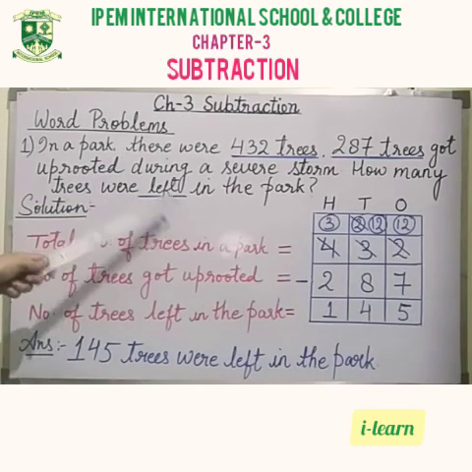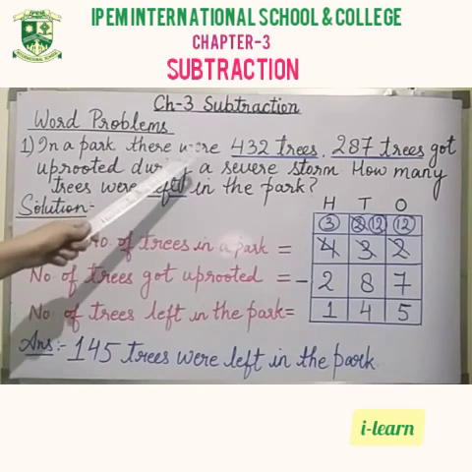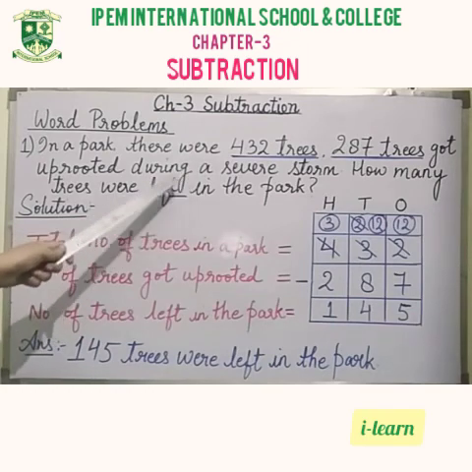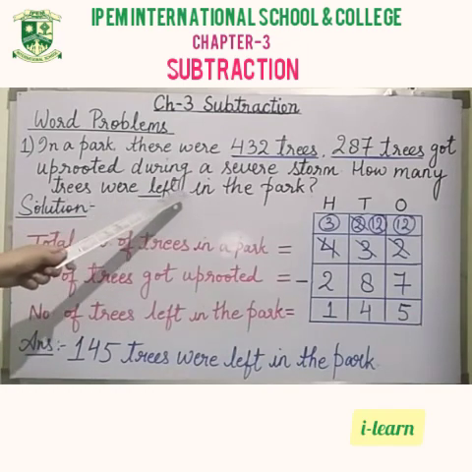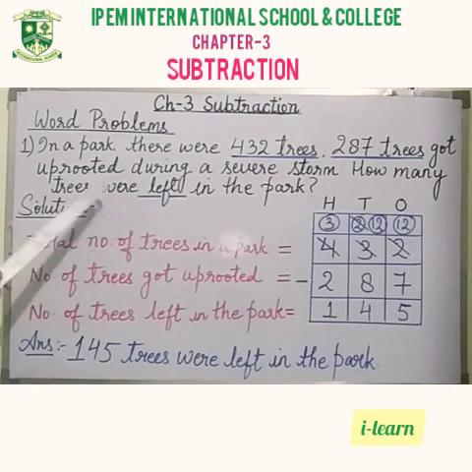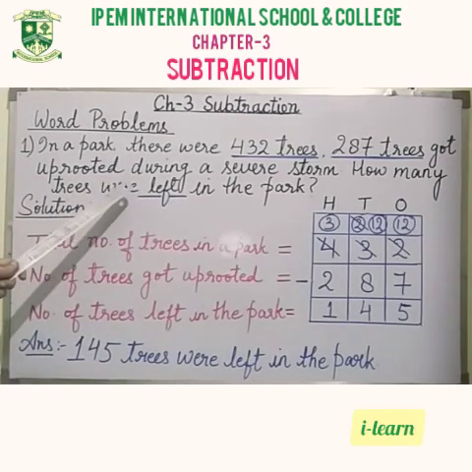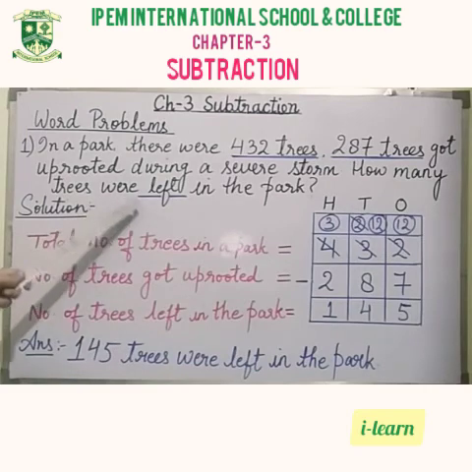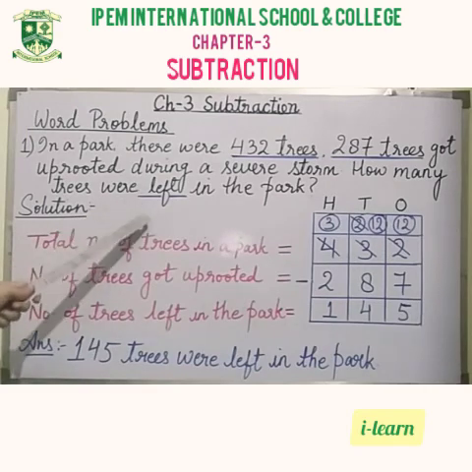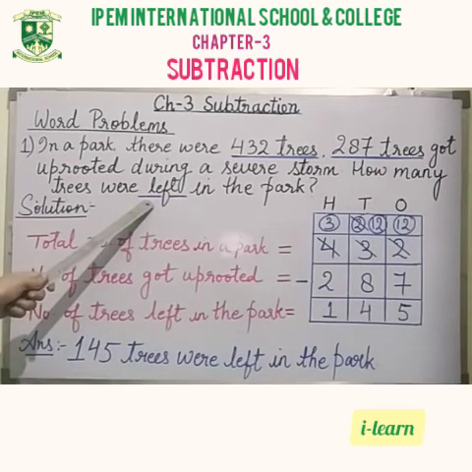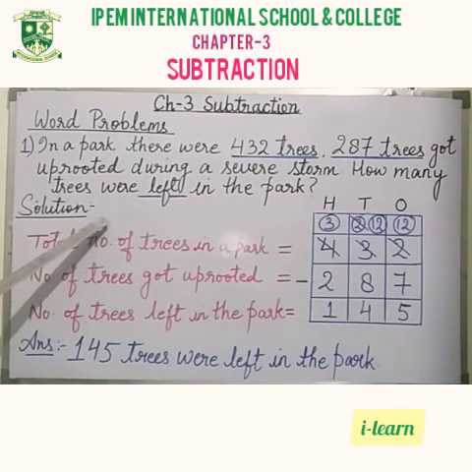So what is the question? In a park there were 432 trees, and during a severe storm 287 trees got uprooted. Means these many trees got destroyed. So how will we find out what we have to do in this word problem? In a word problem, if the word left is there, it means that we have to do subtraction.